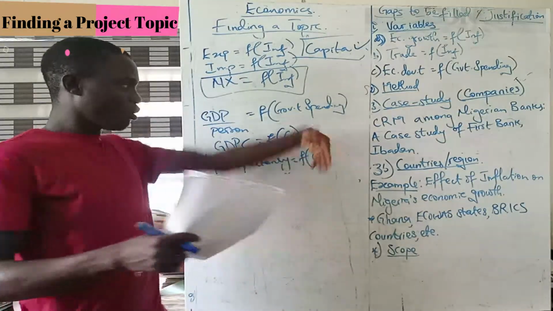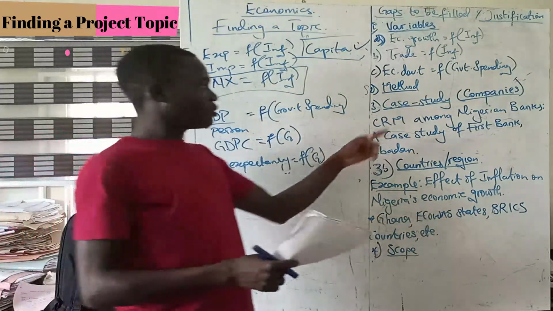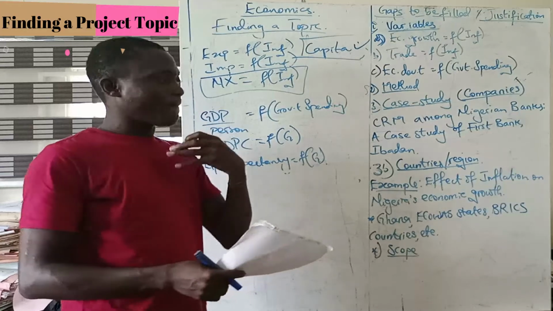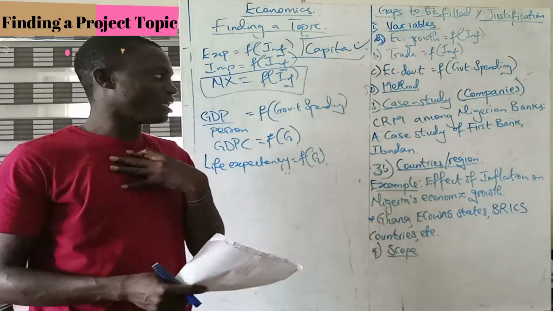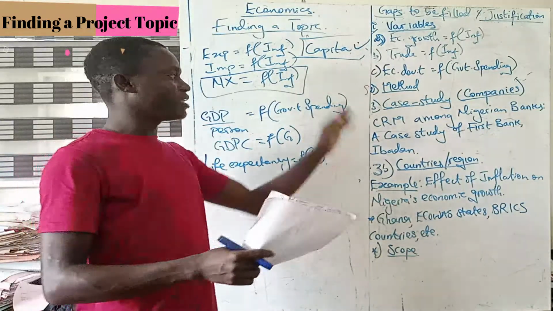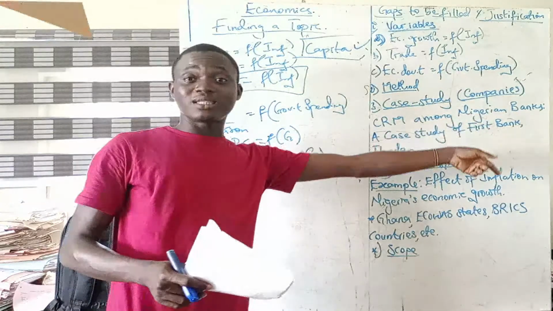So how can you alter this topic to generate a new topic for you? First is CRM among Nigerian banks, a case study of First Bank, Ibadan. You might decide that you're not even doing First Bank, you want to do Wema Bank. So once you write customer relationship among Nigerian banks, a case study of what bank did I say just now?